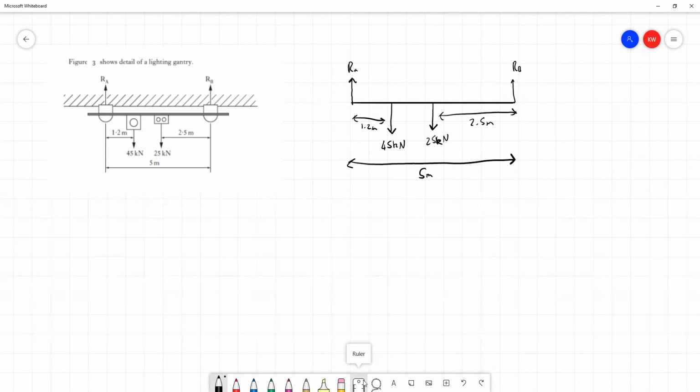Now, in this type of question, what we have to use is moment, as well as having a total vertical force of 0, so upwards and downward forces being balanced. At every point in the lighting gantry, all of the moments, either the clockwise and anti-clockwise turning effects, are balanced as well. And in order to use moment to find out one of our values, RA or RB, we choose to find the moment about one point at the end of the beam.